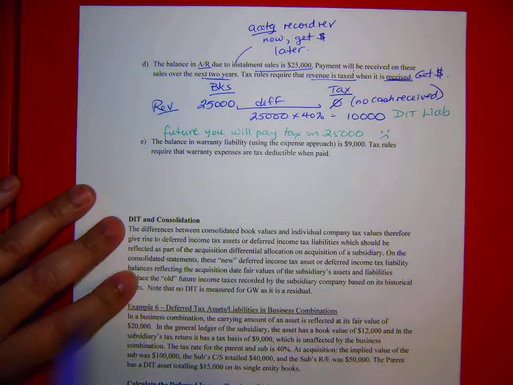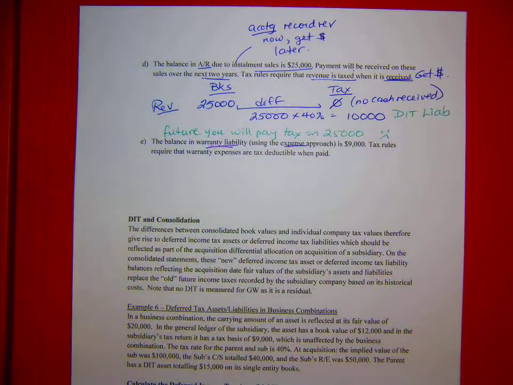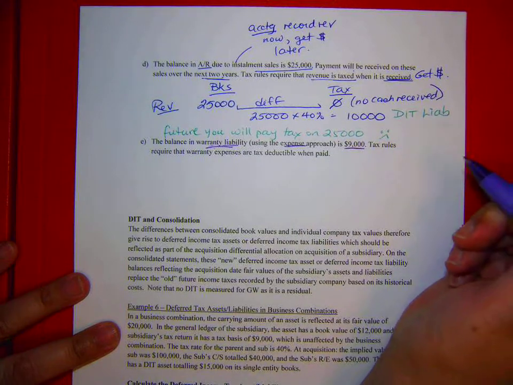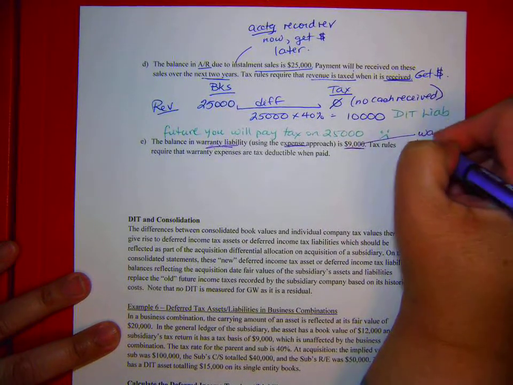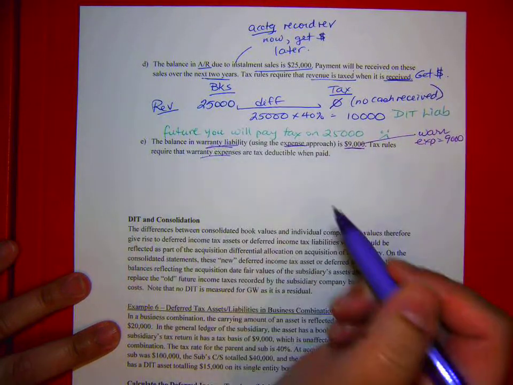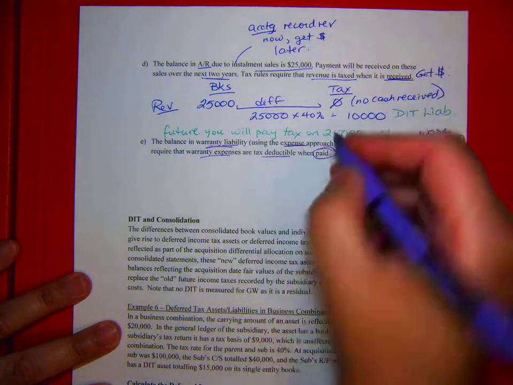Now, finally, the balance in warranty liability, and we're using the expense approach. If you remember from 316, there was an expense approach and a revenue approach. Generally, your questions on DIT are going to be on the expense approach, although technically you can do the revenue approach. It's still a new concept. So the warranty liability using the expense approach is 9,000. So we have had warranty expense of 9,000. Tax rules say that warranty expenses are tax deductible only when the cash goes out. So that's going to be in the future.